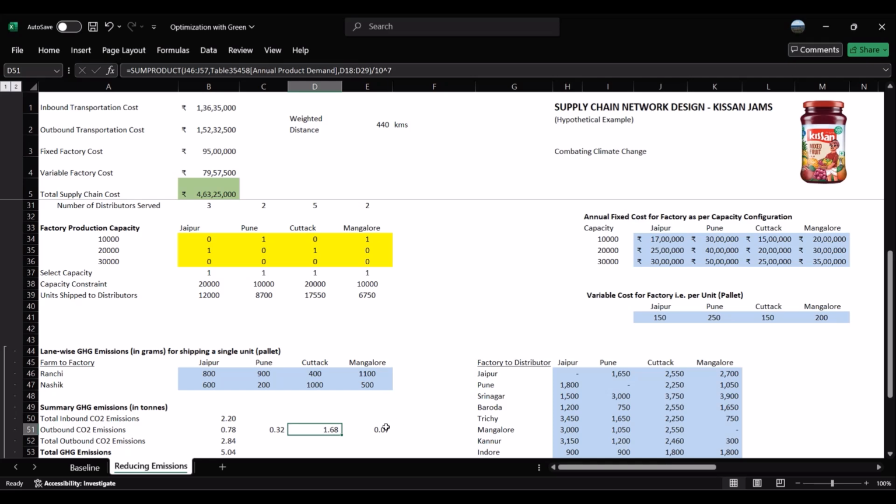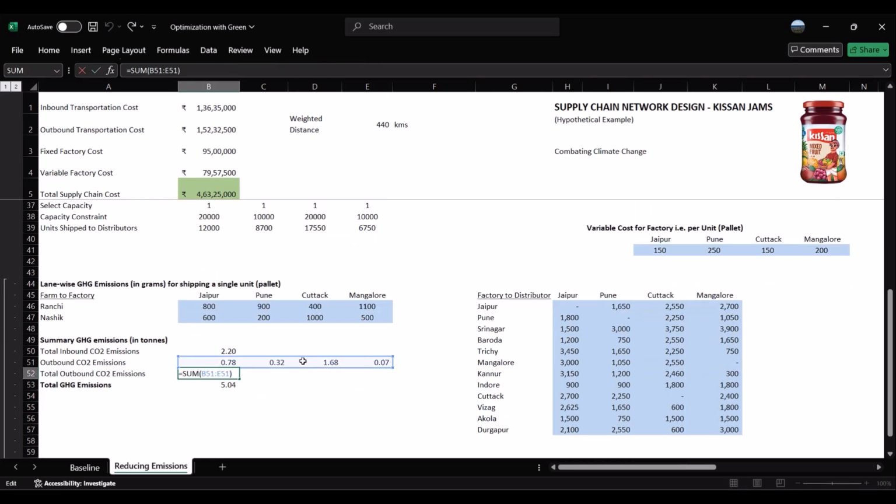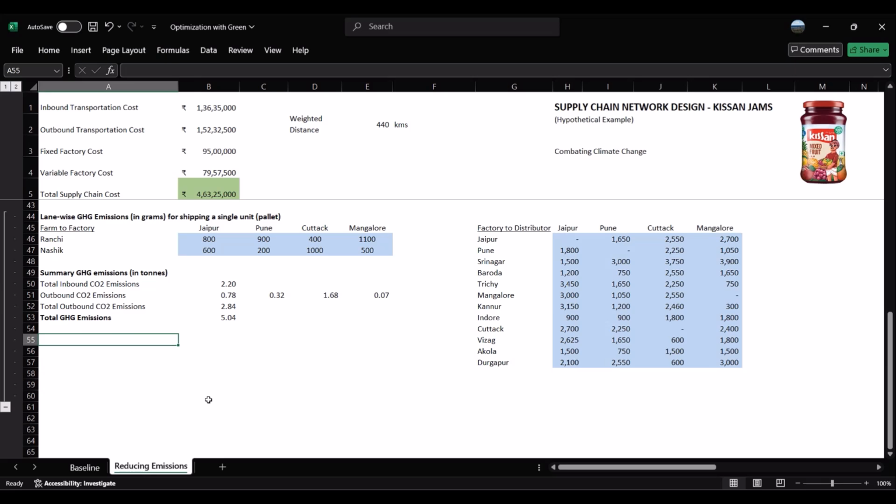So 2.84, remember this number, is the total outbound emissions, and total GHG emission, this is the most important number. Remember it is 5.04 tons annually. This is what Kissan Jams emits in this fictitious case. Now, this is how we factor in for climate change.